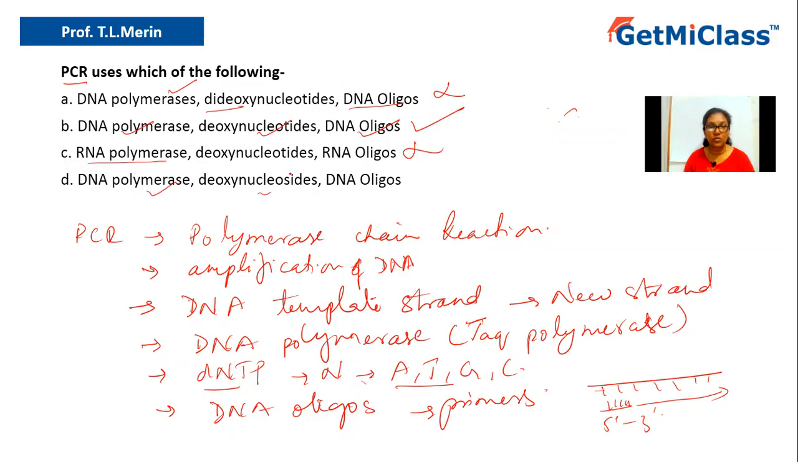Option D says DNA polymerase. Yes. Deoxynucleosides. We don't require nucleosides, we need nucleotides. There is a difference between nucleosides and nucleotides, you have to keep that in mind. And here it says DNA oligos, that is correct, but it is not nucleoside, it is nucleotide. Hence this is ruled out. So what is the correct option? The correct option is option B.